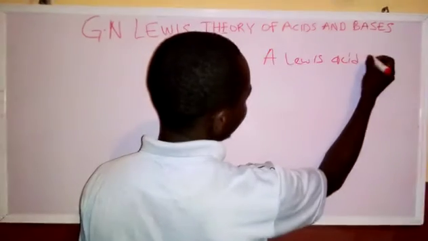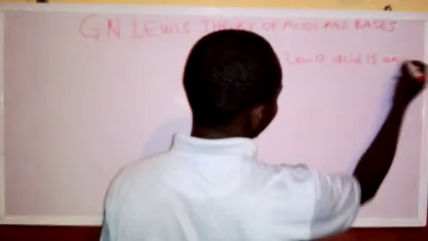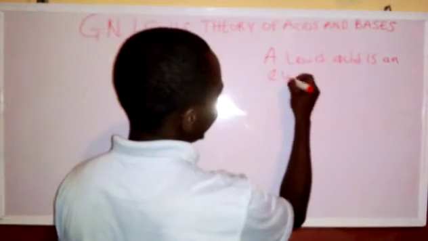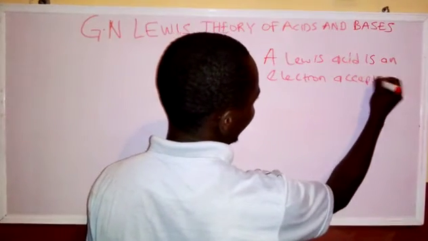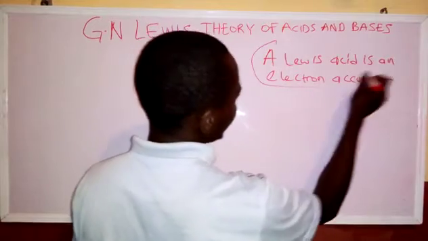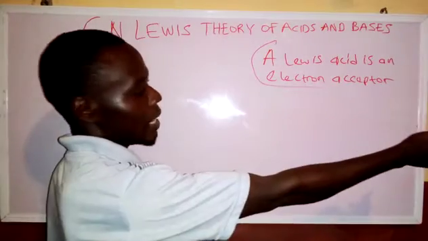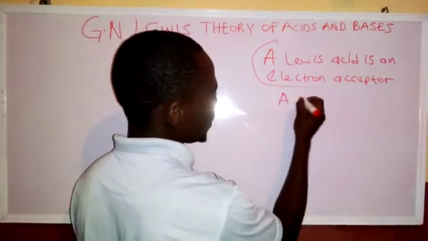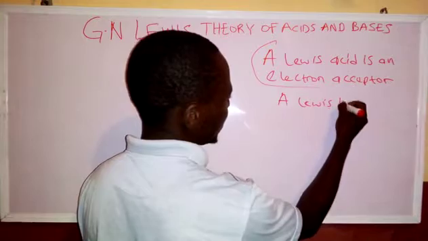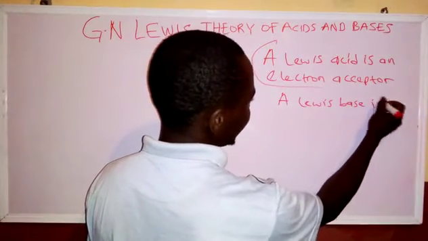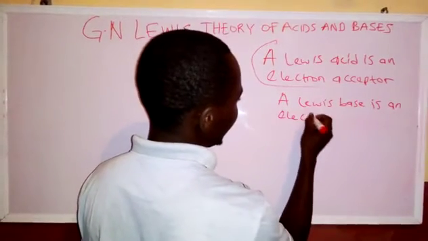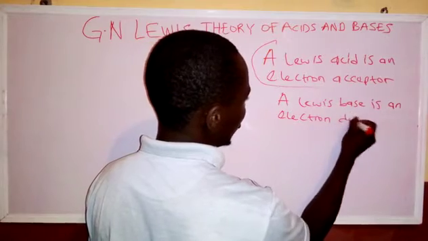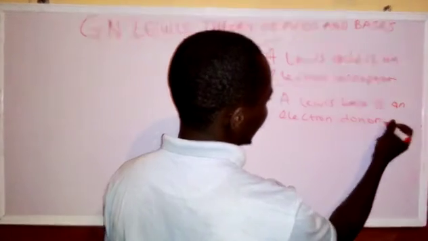acid is an electron acceptor. So that's in summary. A Lewis acid is an electron acceptor, while a Lewis base is an electron donor. So that's it.